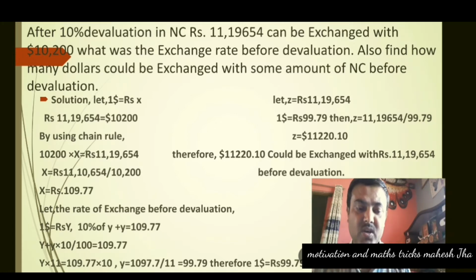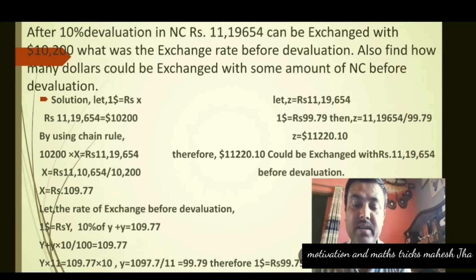Let $1 equal rupees x. Then 11,19,654 rupees equals $10,200. By using chain rule, product of LHS equals product of RHS. The $10,200 into x equals 11,19,654 into 1. So x equals 11,19,654 divided by 10,200, which gives 109 rupees 77 paisa.